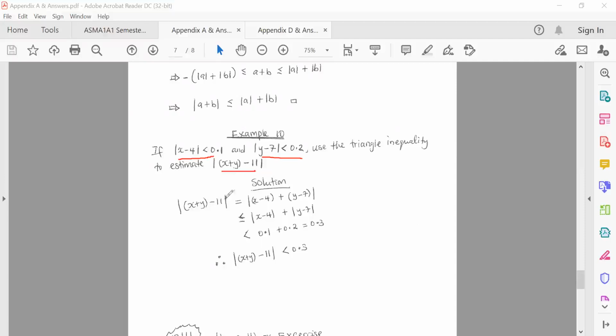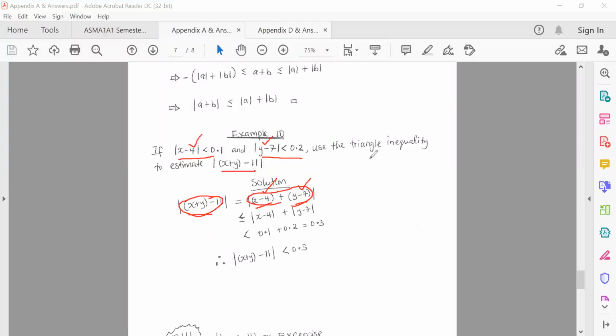Now the idea is to try and rewrite this as two absolute values. So X plus Y minus 11, I can write it as X minus 4 plus Y minus 7. Remember, if you simplify this whole thing here, you just end up getting what you have there. And why do I think of writing it as these two expressions? Because we know these two already. We know what the absolute value of X minus 4 is and what the absolute value of Y minus 7 is.